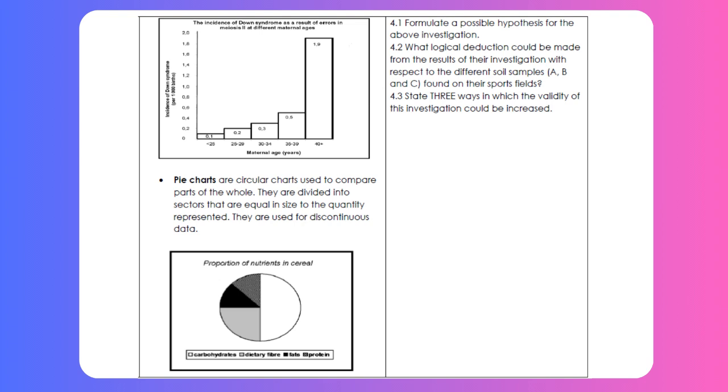Pie charts are circular charts used to compare parts of the whole. They are divided into sectors that are equal in size to the quantity represented. They are used for discontinuous data.